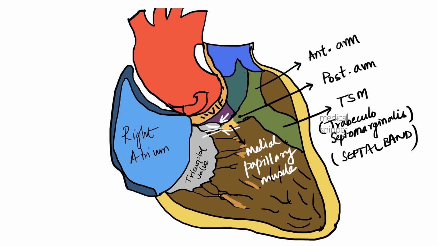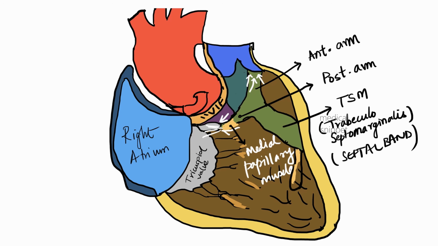The insertion of the medial papillary muscle is a landmark for the right bundle branch. From there, it descends like a cord in the subendocardium of the septomarginal trabeculation. The other arm, that is the anterior or superior arm, joins with the subpulmonary infundibulum towards the pulmonary valve.